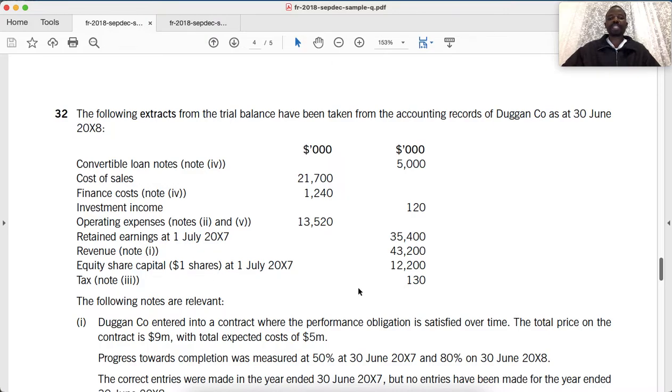Equity share capital, this does not affect the statement of profit or loss. It only affects the statement of changes in equity and the statement of financial position.